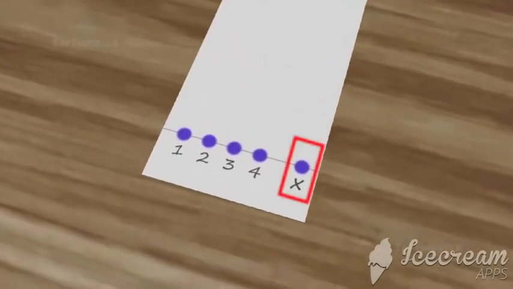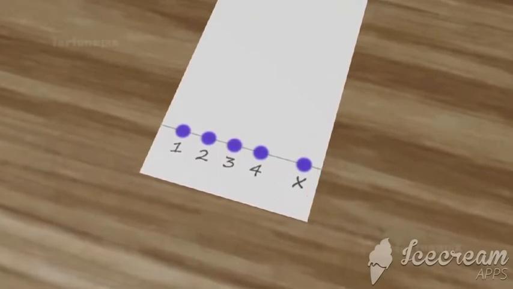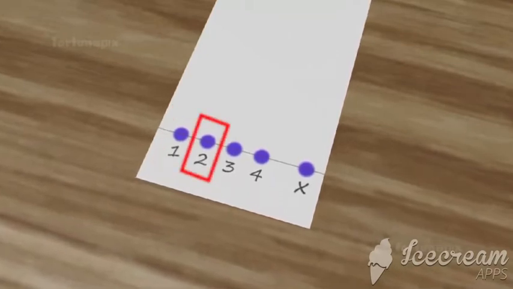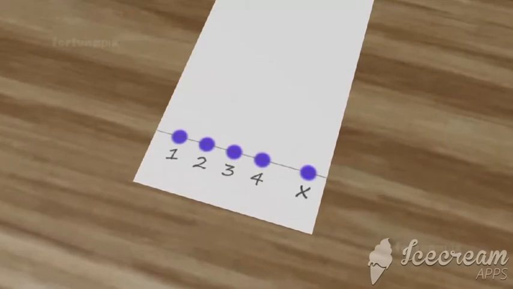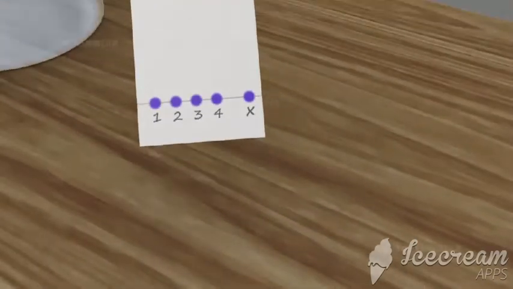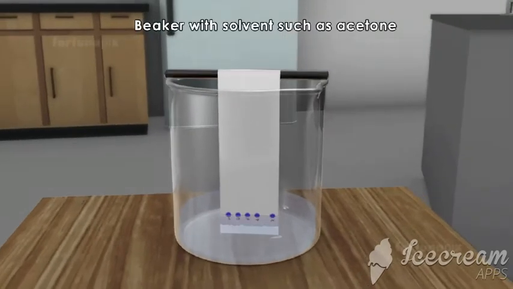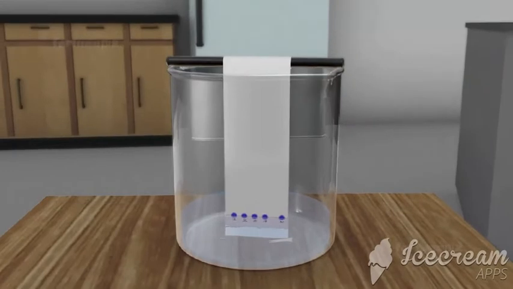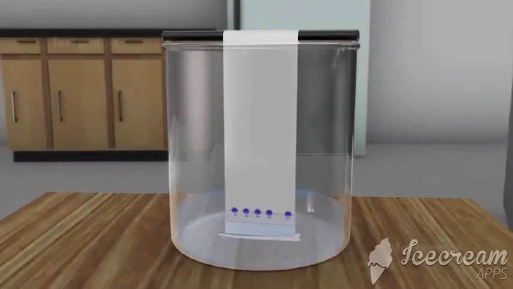Note the dot as X for the pen used to write the sample and number the additional dots as 1, 2, 3 and 4 to identify the other pens. Suspend the paper in the beaker containing a solvent, such as acetone. Ensure that the paper is dipped in the solvent and that the solvent level is below the pencil line.